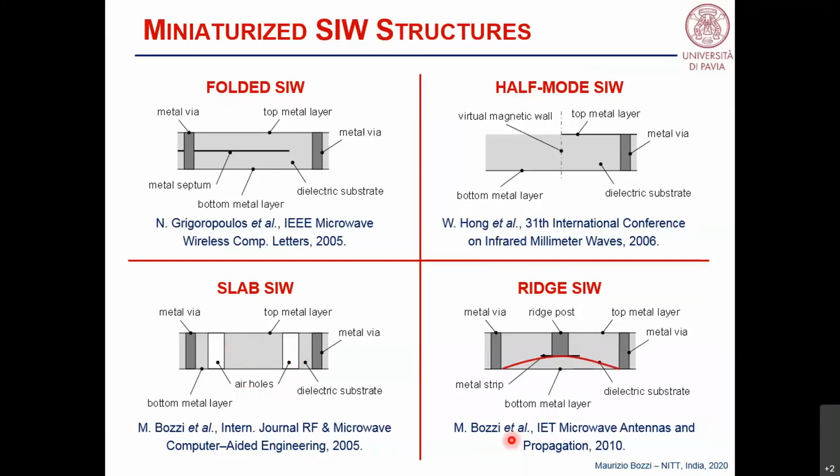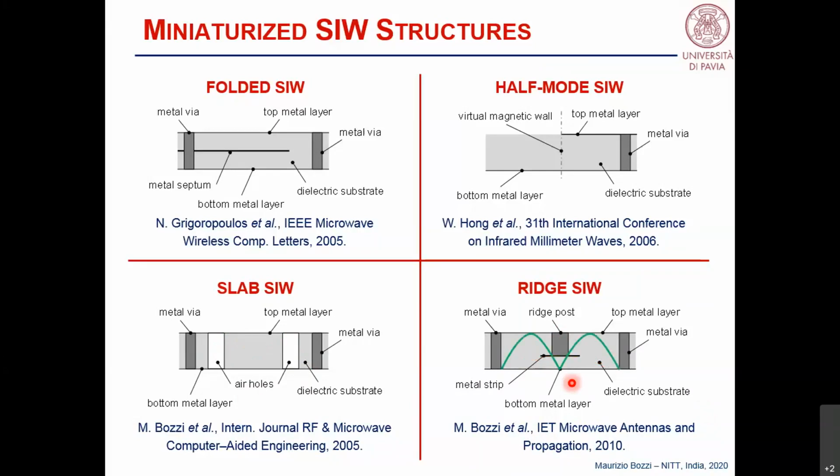Another solution that we propose, again with Professor KU in 2010, is the ridge SIW. In this case, we have a ridge post, a partial height post in the central position of the broad wall. And what happens in this case is that the fundamental mode, the T10 mode, is strongly affected by the ridge that increases the capacitance per unit length and so shifts down in frequency the cutoff frequency of the fundamental mode.